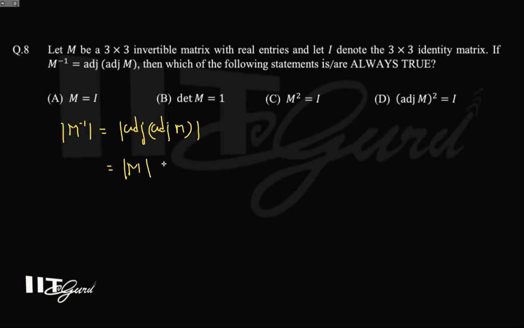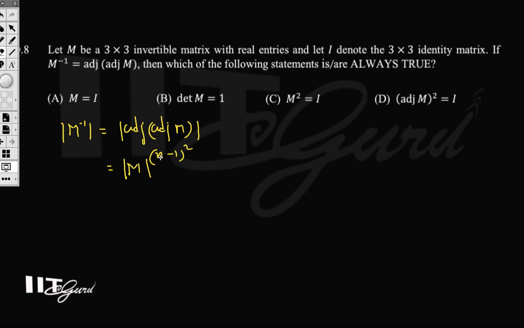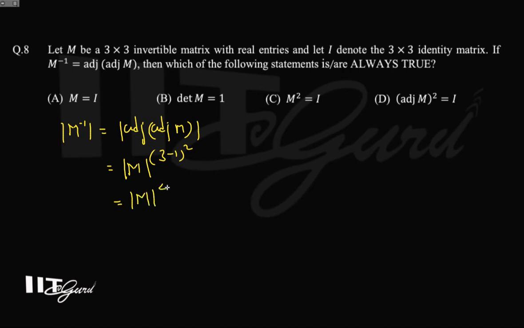Mod M to the whole power, that is (n minus 1) whole square. This is the formula where n is the order of the matrix. Here the order is 3, so you can use 3 instead of n. That is (3 minus 1) whole square, which is 4. So mod M is to the power 4, and here mod of M inverse. Finally, we conclude that mod M is equal to 1.